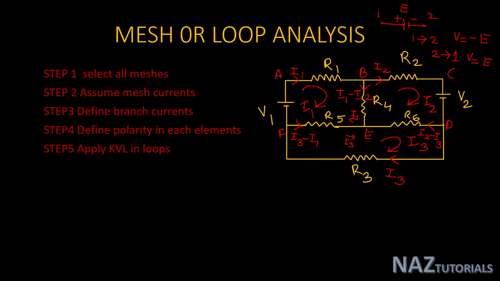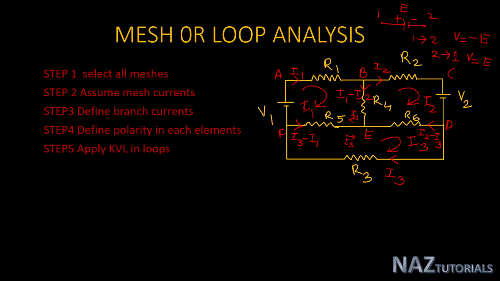That is very simple. First you have to see what the current directions are in each loop. If any circuit element carries two loop currents, and the current directions are the same, then they will be added. If the current directions are different, then they will be subtracted. And if you select any subtracted value, the direction will be according to that value. Okay, fine.